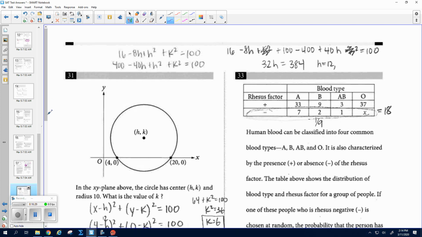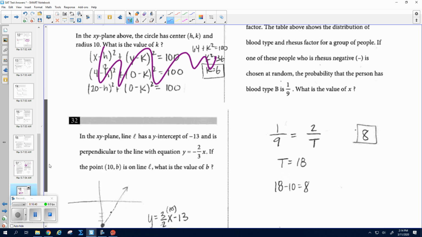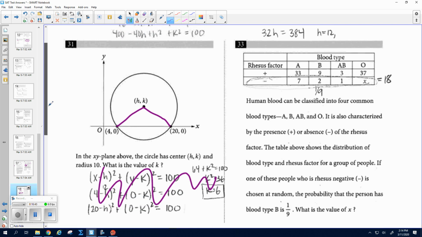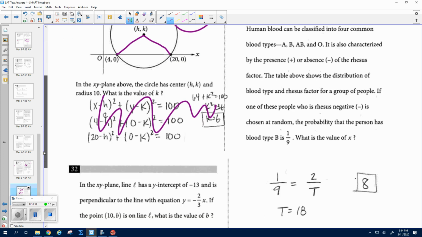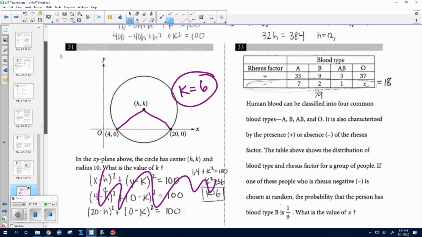Okay, 31, you don't need to do all this algebra. It's literally just this h is right in the middle of 4 and 20. So you can use symmetry, and the answer is 6. Wait, is that what I got? Yeah. Okay, after I crossed it out. So K is 6. Number 32, Y is 2. So these are the ones you got to write the answer down. Number 33 is 8.